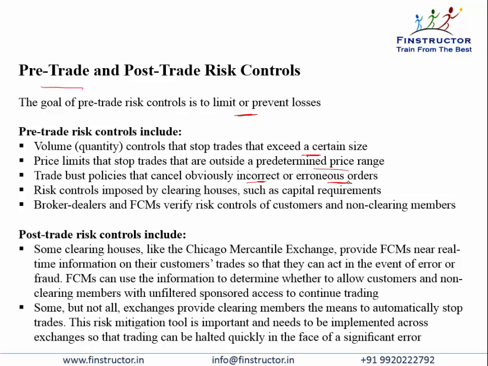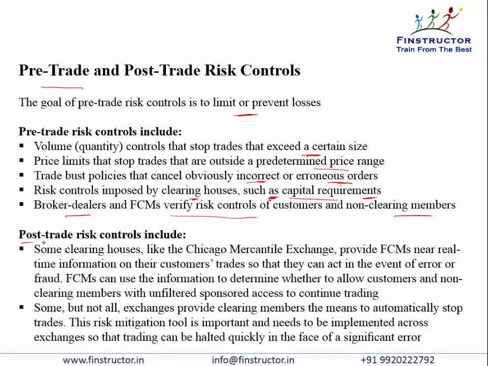So if it's a very large $4 billion order, for instance, it will automatically cancel because it knows that the firm's trading volume is generally in the range of $1 to $10 million. So a $1 billion order will automatically get cancelled. Risk controls imposed by clearing houses, that is, you have to deposit some margin money before you can trade. So even if you have a loss, that margin money can be used so that there is no credit event and no systemic risk. Broker dealers and futures capital market participants will verify the risk controls of customers and non-clearing members, again normally by doing a background check, know your customer, capital requirements, etc.